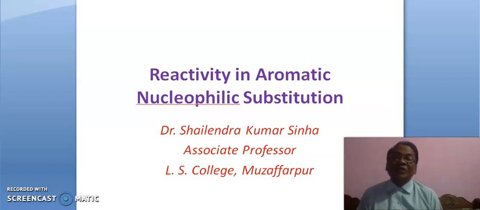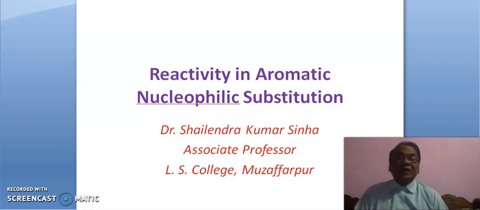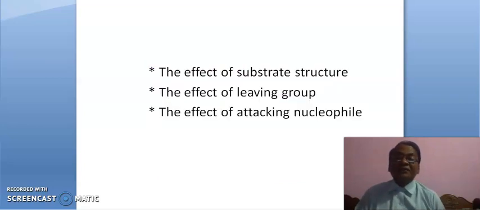Today, we will start reactivity in aromatic nucleophilic substitution. In aromatic nucleophilic substitution, three factors are there. The rate of aromatic nucleophilic substitution will depend upon three factors: structure of substrate, leaving group, and attacking nucleophile.